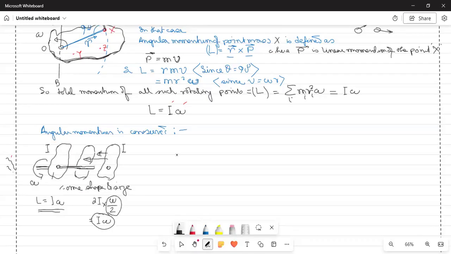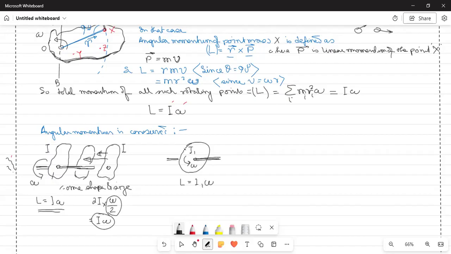Let us say this is a body which is rotating on an axle. Say this body's moment of inertia is I1 and it is rotating with an angular velocity omega. So its angular momentum is equal to I1 omega.